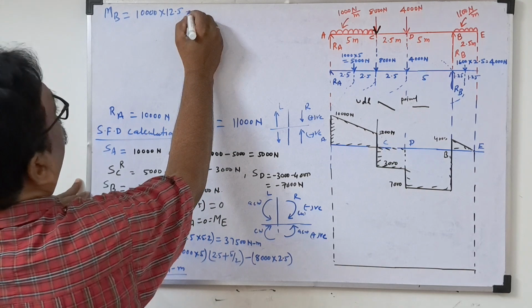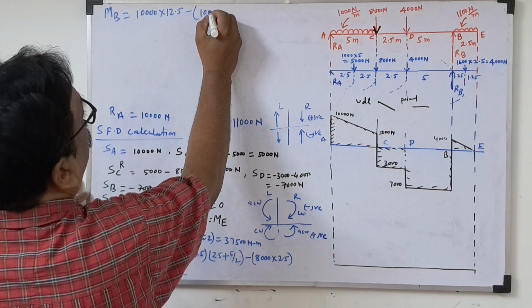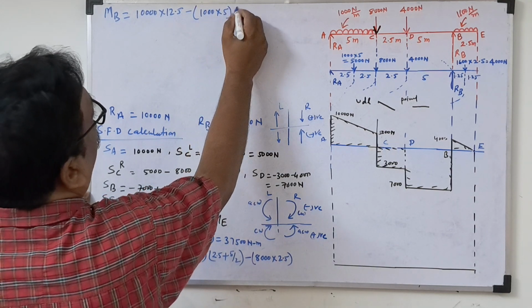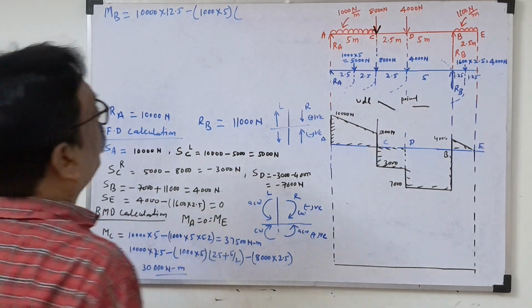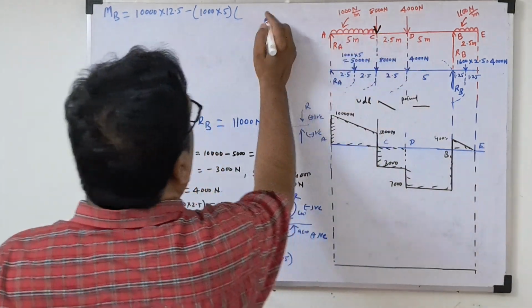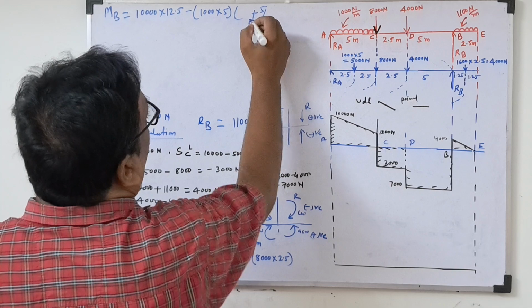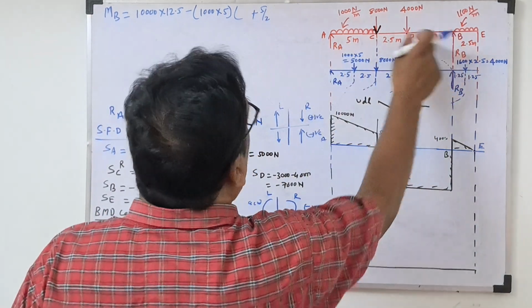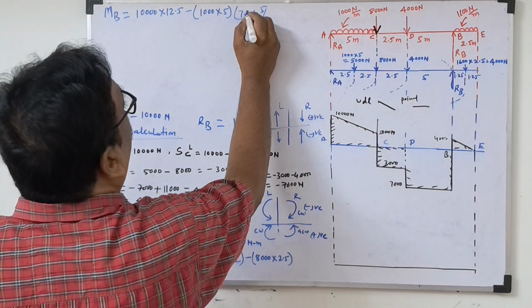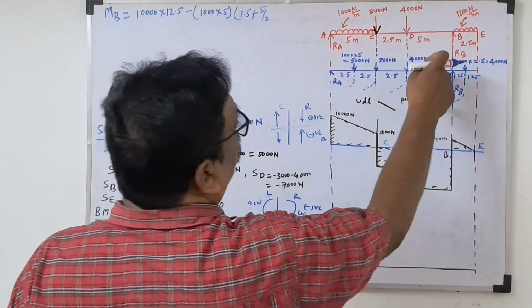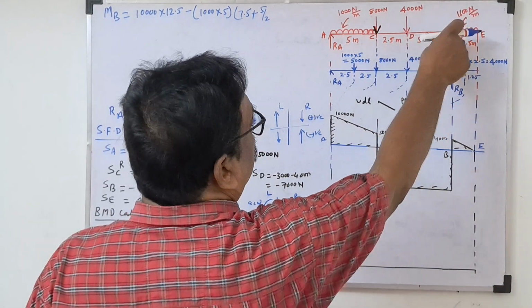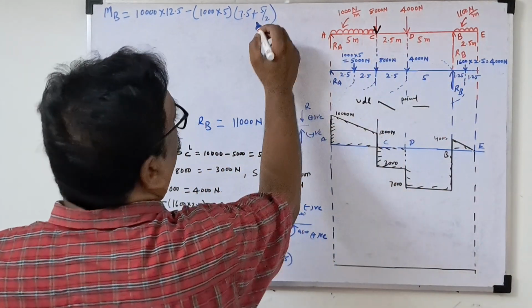Now see this UDL is coming. UDL how much? 1000 into 5. We convert it into load. Then half distance 5 by 2. But plus where this UDL? After 7.5. After 7.5 only UDL. This point is 7.5. So this UDL over.